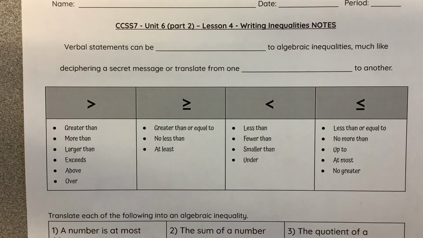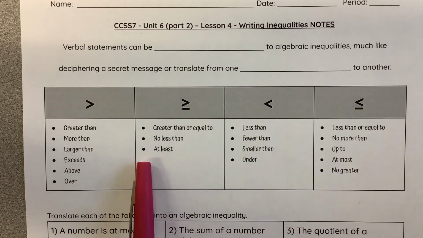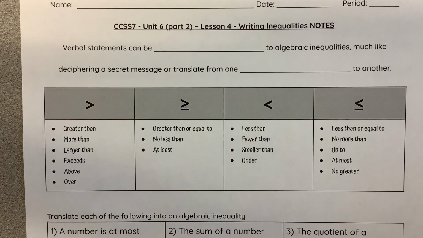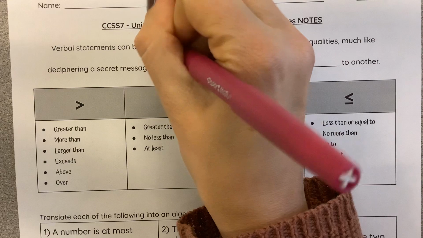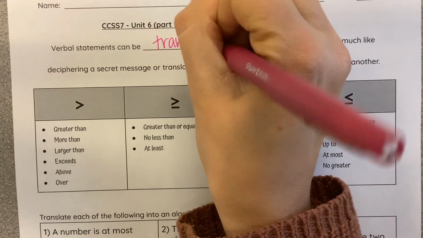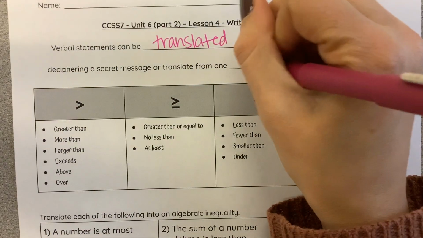Next up, we're going to look at writing inequalities, which should be almost the same as when we wrote expressions and we wrote equations. The only difference is knowing the words that are going to identify which inequality symbol to use rather than the equal sign. So verbal statements can be translated to algebraic inequalities, much like deciphering a secret message or translating from one language to another.